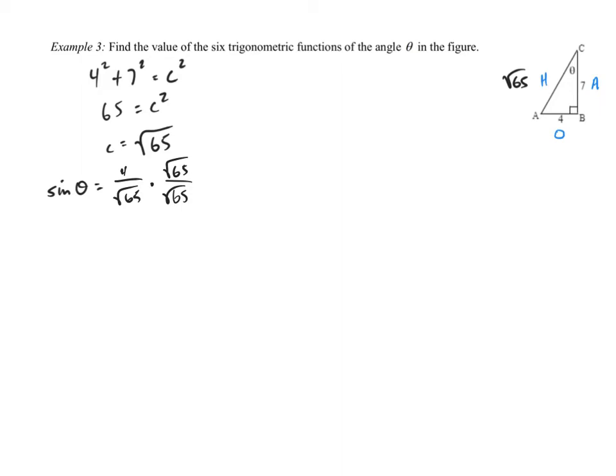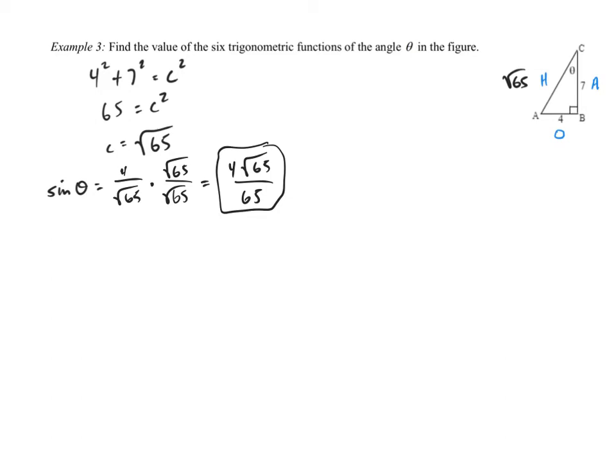And so I'm going to rationalize this by multiplying by root 65 over root 65, which is going to give me 4 square roots of 65 over 65. And that's going to be the answer that I want to type into the online homework system.